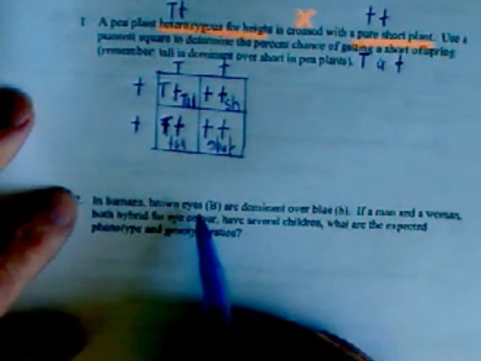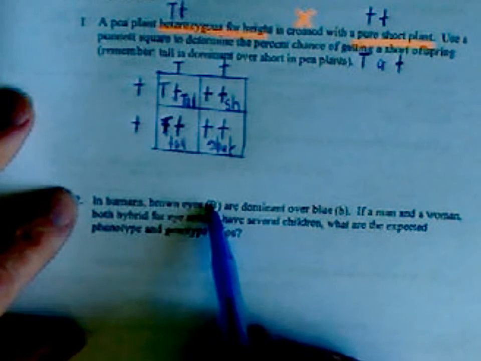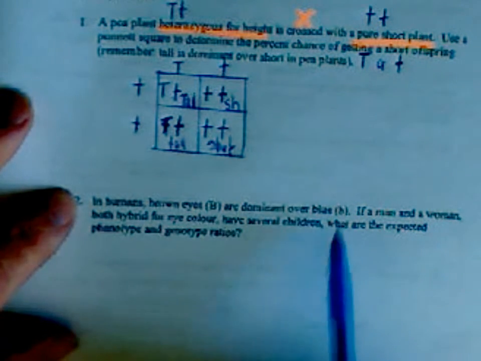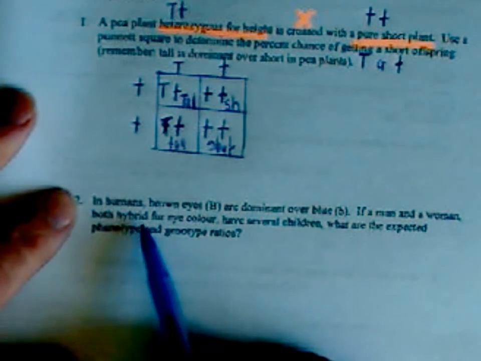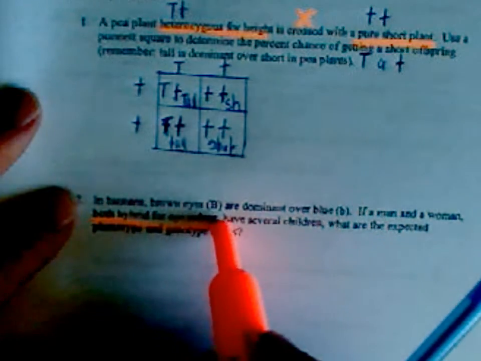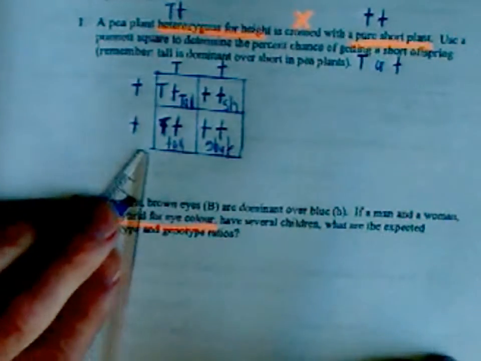In humans, brown eyes, so we're going to use the letter B, upper and lower. Brown eyes is dominant, so that gets the uppercase B. Blue eyes are recessive, the lowercase b. If a man and a woman both hybrid, this is what I need to underline here. Both parents are hybrid, have several children with the expected phenotype and genotype.